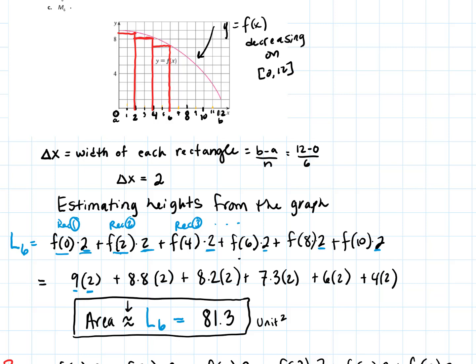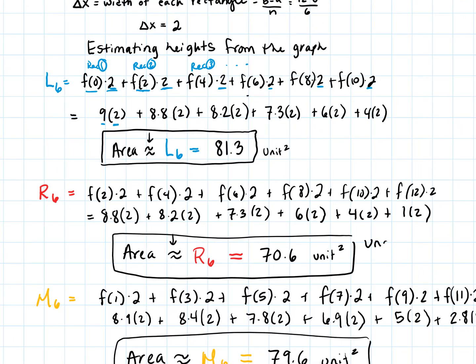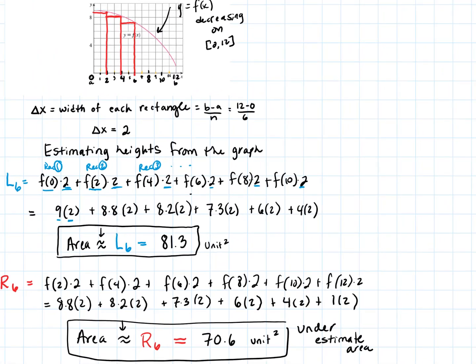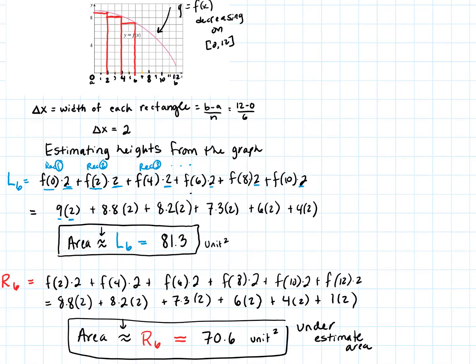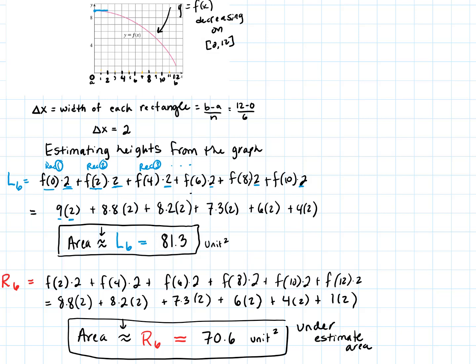So notice that since that function is decreasing, this R sub 6 is actually an underestimate of the area. Each of the rectangles is being built under the curve, which means that when we use them to estimate the area under the curve, we're getting an underestimate. And on the other side of that, if we were to be using the left-hand endpoints, on each of the intervals, when I'm drawing the rectangles, I'm starting on the left-hand side and drawing across my horizontal line to create my rectangle.